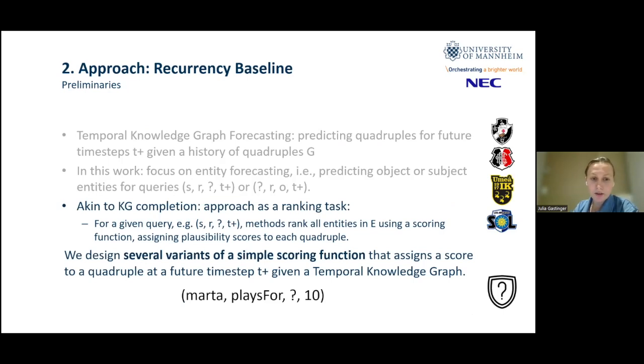Similar to knowledge graph completion in the static setting, this is approached as a ranking task. So for a given query, the methods rank all the entities in the set of entities using a scoring function and assign plausibility scores to each quadruple. And in our work, we design several variants of a very simple scoring function that assigns a score to a quadruple at a future time step given a temporal knowledge graph.